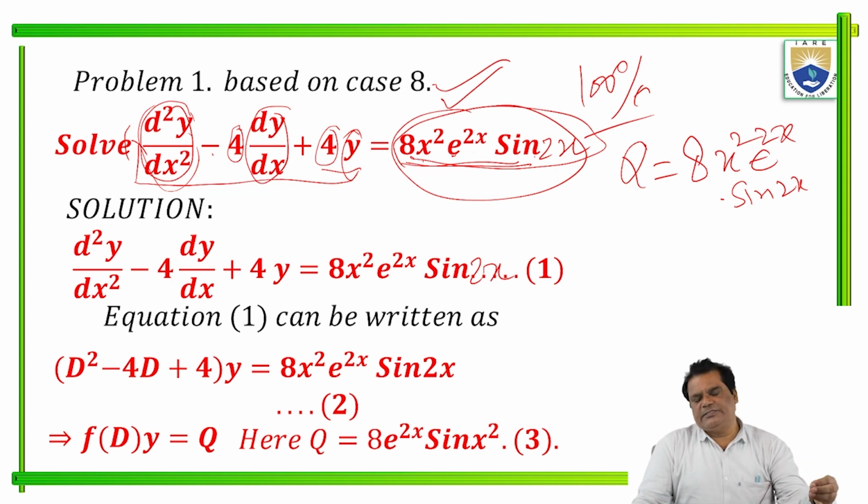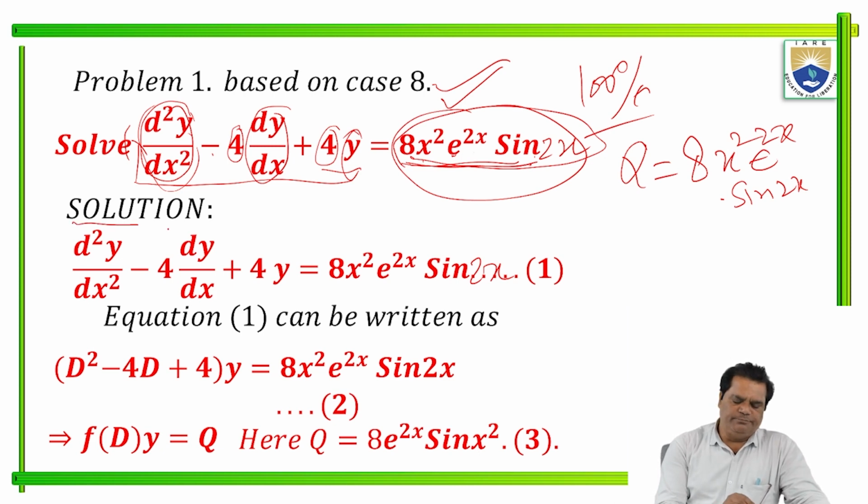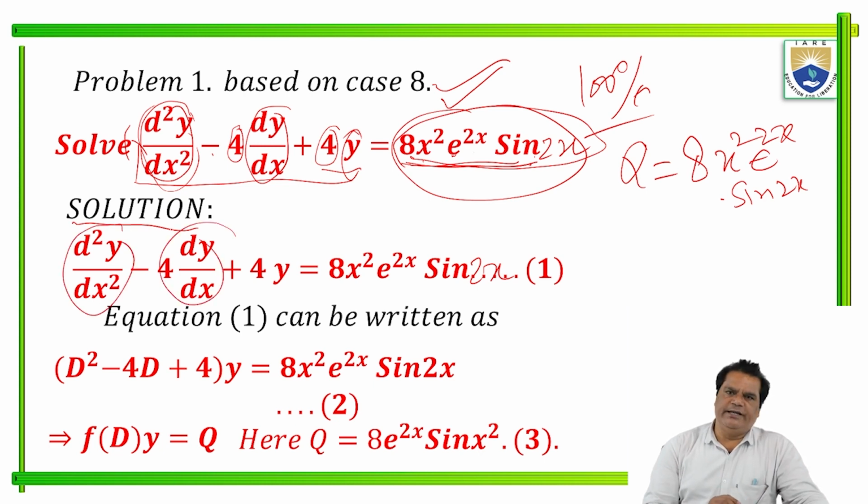How can we say a special case applies here? Case number 8 is a special case. In Q there are three functions, all multiplied: number 1 algebraic, number 2 trigonometry, number 3 exponential function. So we start the solution of this problem. d2y/dx2 minus 4 dy/dx plus 4y. I am writing the same question here.